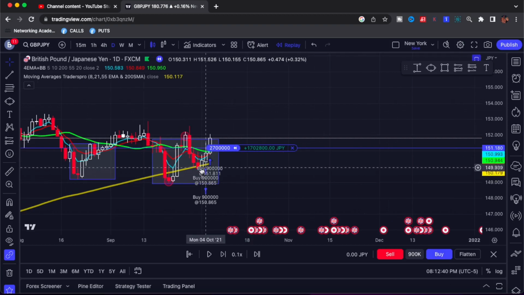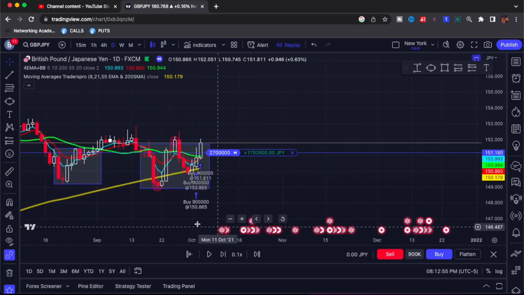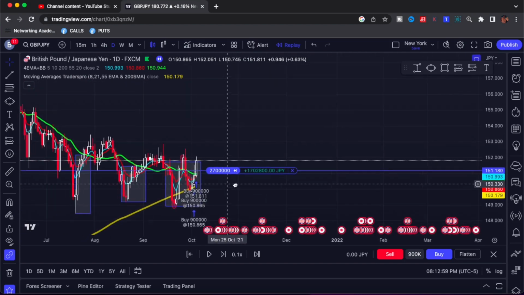Me, I'm most likely getting in a full position right here, just buying and letting it go. Sometimes I might do half here, half there, or a quarter. It just depends on the trader. Honestly, it all depends on the trader. So say, okay, this is my stage 1 right here.